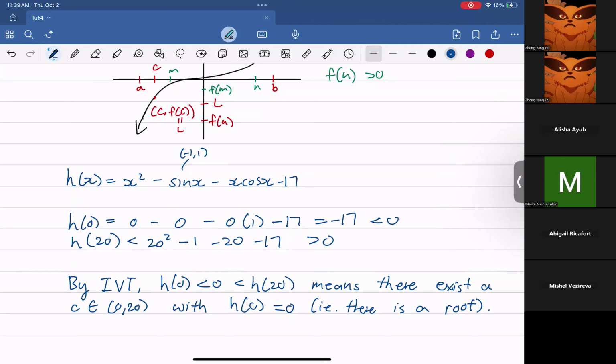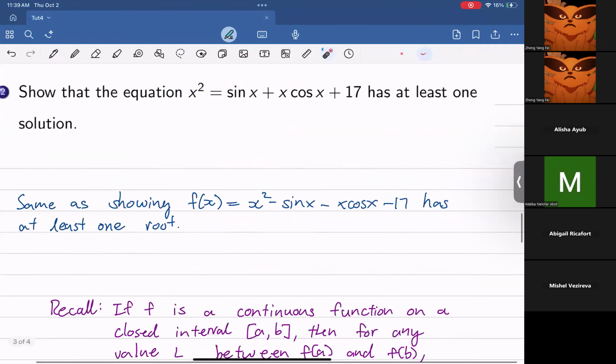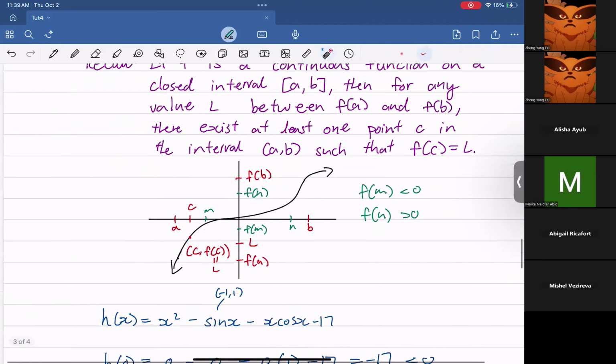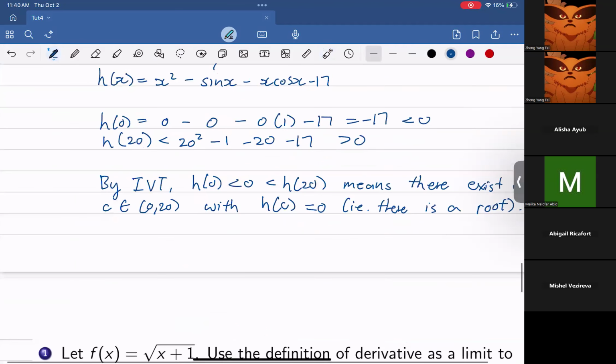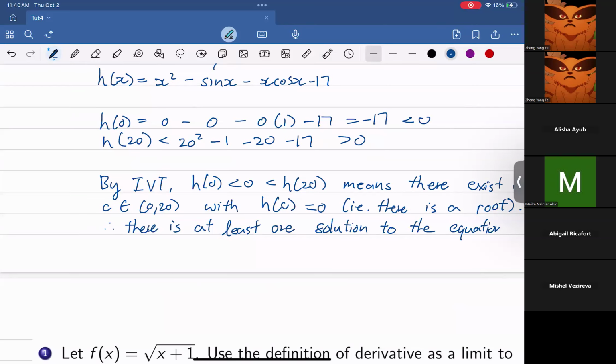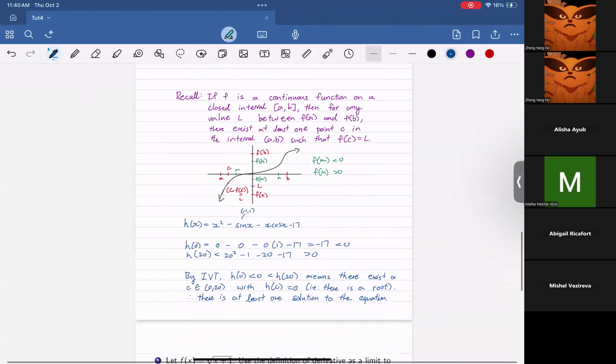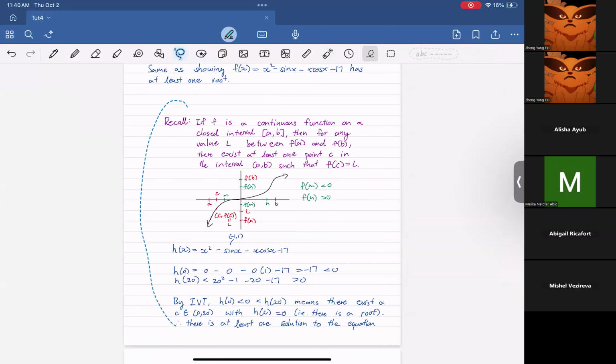Okay, and because there's a root, that's the same thing as saying that this thing has at least one solution. So therefore, there is at least one solution to the equation. Okay. All right. Any questions for this one?